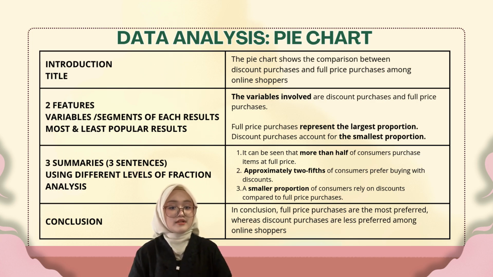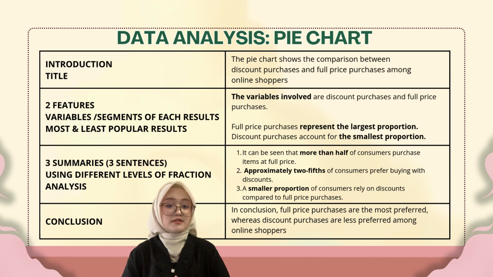Now, let's look at a more detailed analysis of the same data on the pie chart. First, the variables involved are discount purchases and full price purchases. From the chart, full price purchases represent the largest proportion, which is 62%, while discount purchases account for the smallest proportion at 38%. This shows that more than half of consumers prefer buying items at full price.